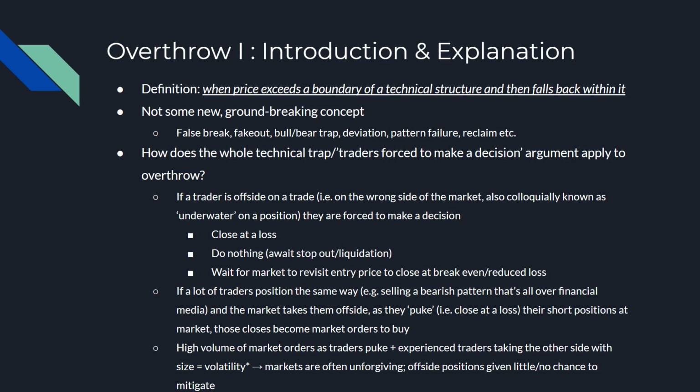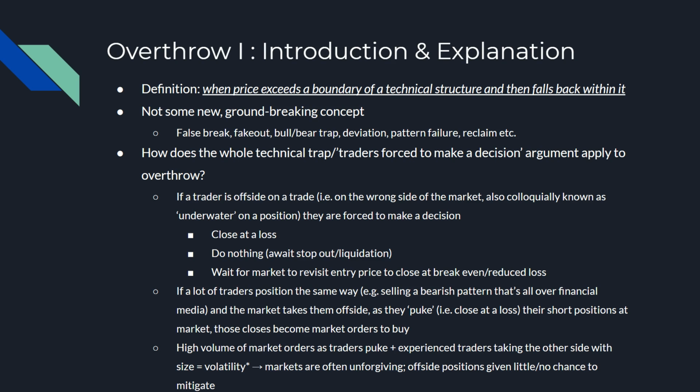Now, my personal view is that people fixate too much on the why of price, and then focus too little on the how, because you don't really trade the why, you trade the how, in my view anyway. But I think it's important to give an outline regardless. And the question is, how does the whole technical trap or traders forced to make a decision, which was the argument made previously, apply to overthrow? How do those two things come together? And think about the chronology in this way.